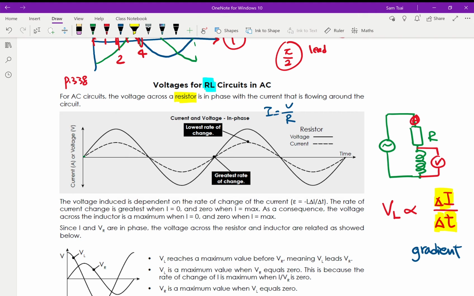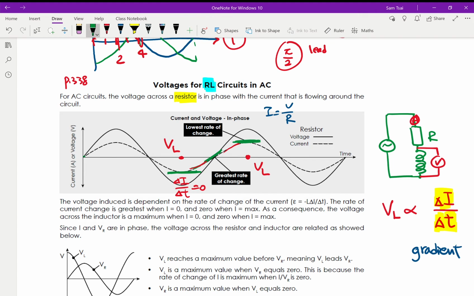If you check the gradient of the current, the gradient here is actually 0. Then it starts to increase, here is the maximum of the gradient, and then it drops to 0. So at this point, delta I over delta T is 0, which also means the voltage of the inductor will be 0, and here VL will be 0 again, because the gradient here is 0.